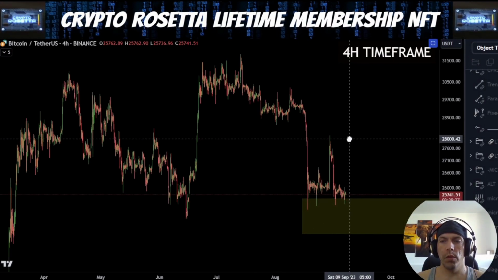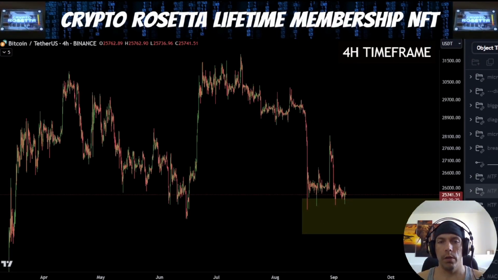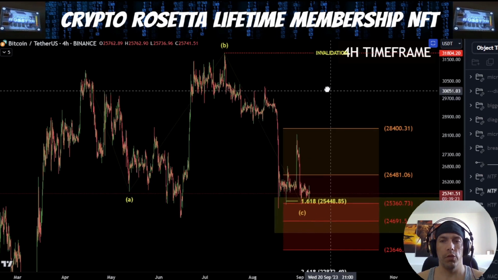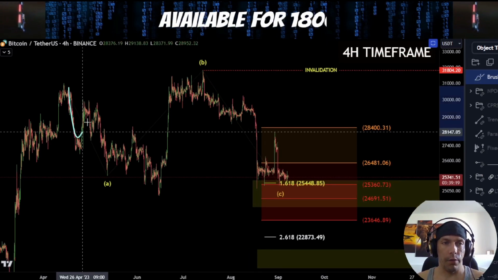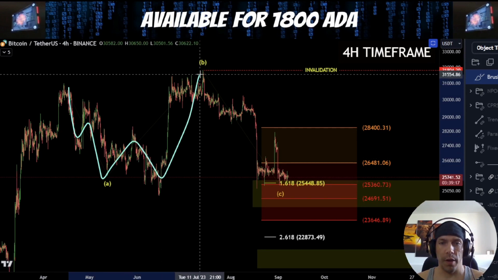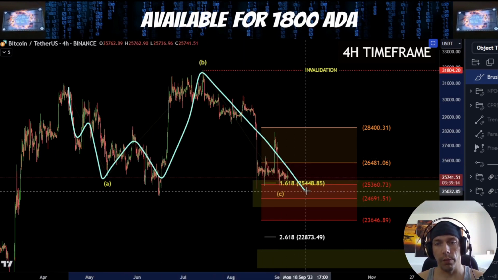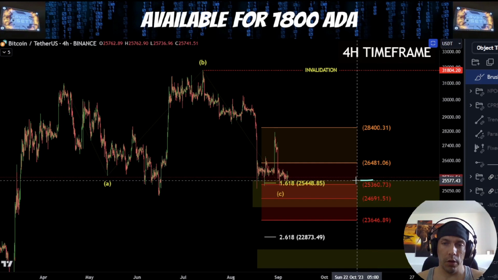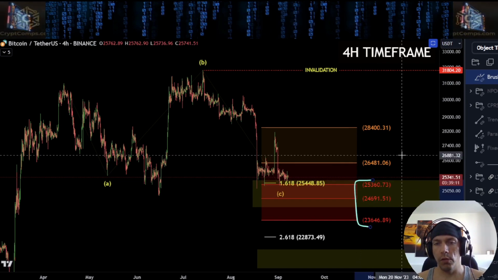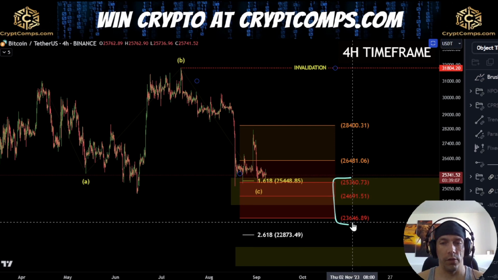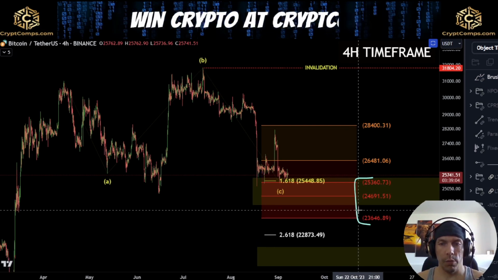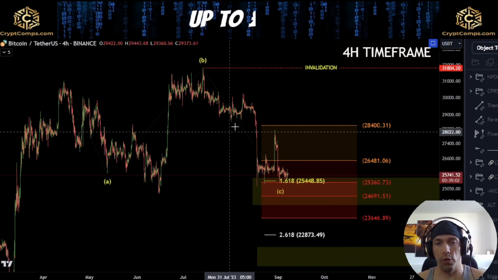Okay, so as we were talking about in the previous video, we're going to go over the main idea that we're looking for here, which is looking for this as a bigger flat correction, where we have 3 waves to the downside, 3 waves back to the upside here, and we are looking for 5 waves down. The most common target area for this as a flat is this 25,360 to this 23,646 level. So we're still looking for the possibility that this could push down a little bit more here.